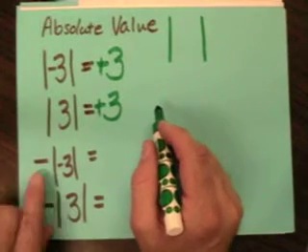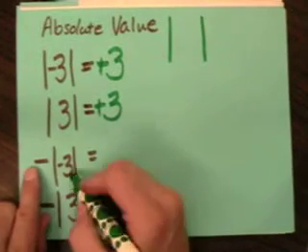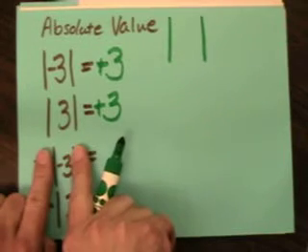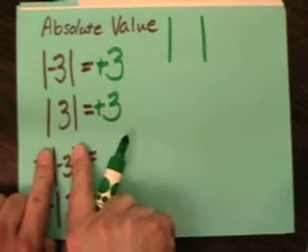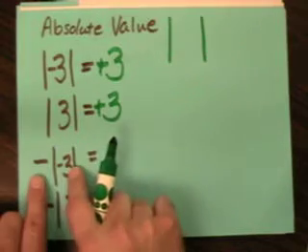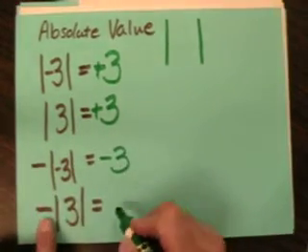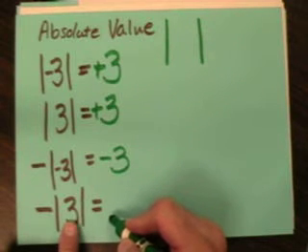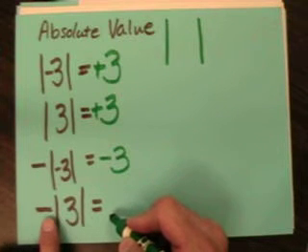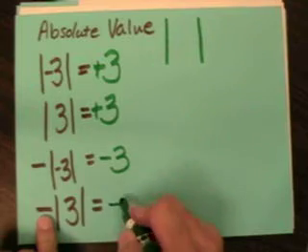Now notice on this one, the negative is on the outside. So if I work this from inside out, I get -3. The absolute value of -3 is 3, but then it says to change it to a negative. And then this one, +3, stays a +3, but it has a negative on the outside, so it becomes negative.